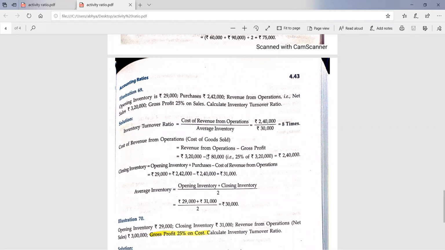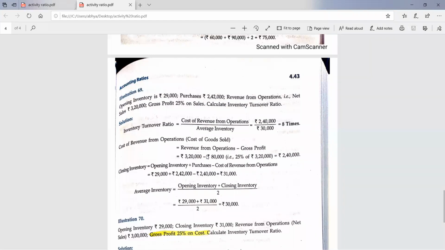Students, do you remember the questions which we have done in 11th class in which sales were given and profit was given on cost? Then if you remember, try to solve it. Otherwise, I will explain it. I'm giving you 2 minutes. GP is given on cost. So in this question, we cannot find out 25% of 3 lakh.